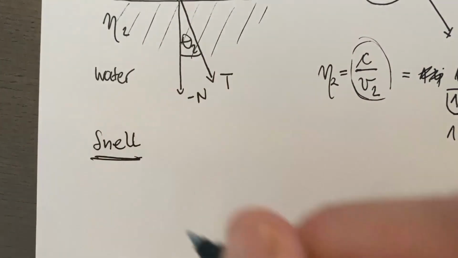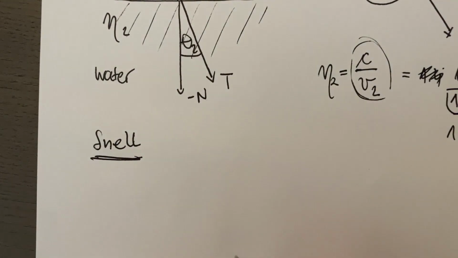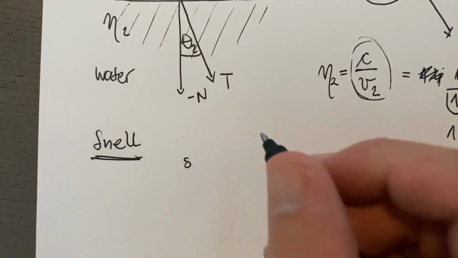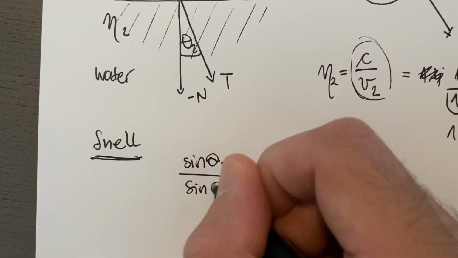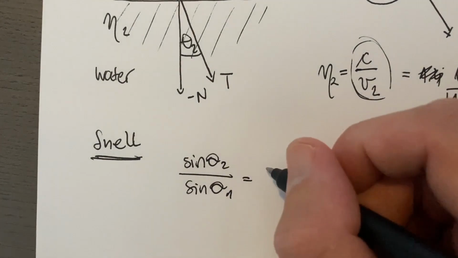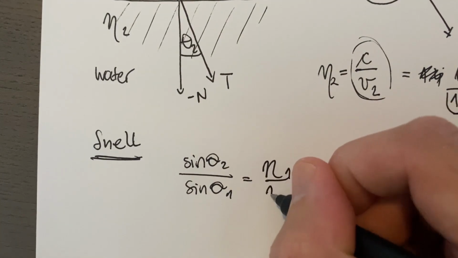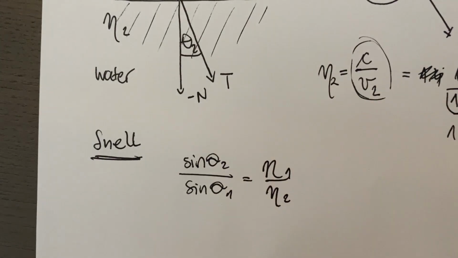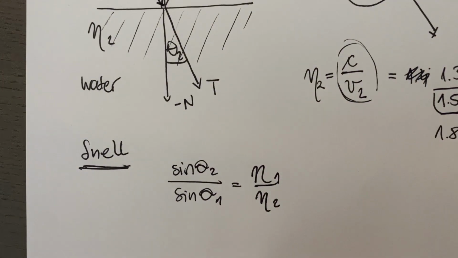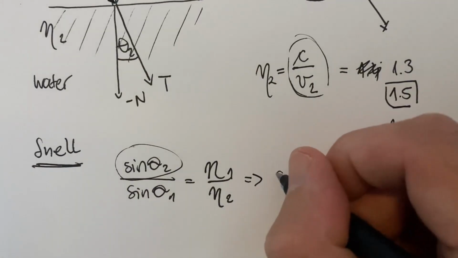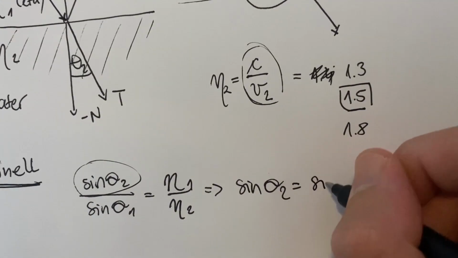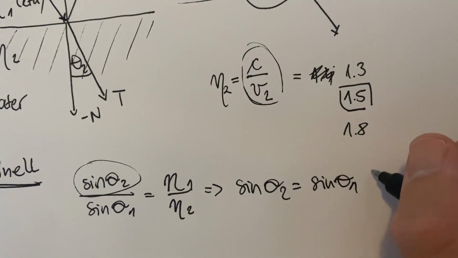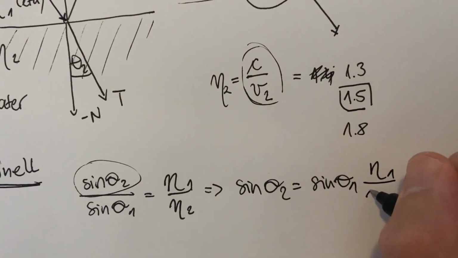S-N-E-L-L. That law says that the ratio between the sines of theta 2 and theta 1 is equal to the ratio of eta 1 divided by eta 2, like this. And that means that if you want to find out what sine theta 2 is, you would do: sine theta 2 equals sine theta 1, like this.